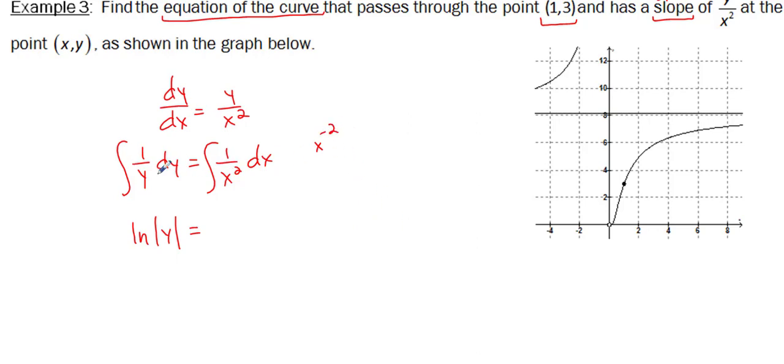Because we have two antiderivatives, right? If we take the antiderivative of this side, it'd be like c sub 1. Antiderivative of this side, it'd be c sub 2. Combine two constants, what do you get? Another constant. So typically we just put the constant on the right side.